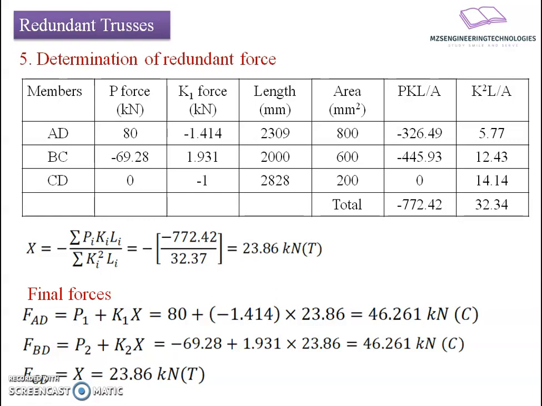Whereas if you go to member BC, P2 plus K2X, which comes to minus 69.28 plus 1.391 multiplied by 23.86, resulting into a value of 46.26 kilonewton tensile in nature, where we have found FCD as the redundant force, which has a value equal to 23.86 kilonewton. With this we have completed the numerical.